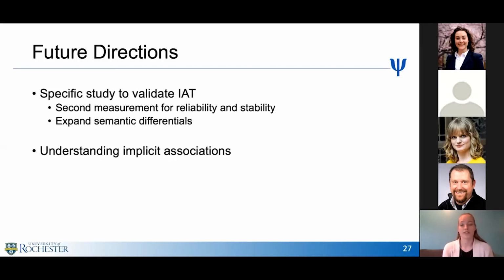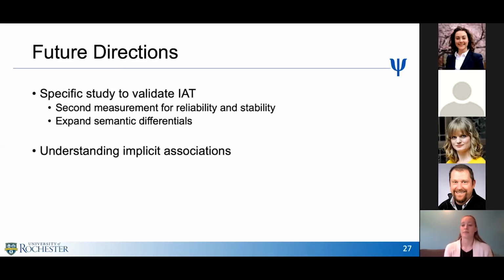So one important future direction is to conduct a study specific to validating the IAT. This would include a follow-up with a second measurement of the IAT for score stability and reliability. It is possible that the current IAT results were influenced by category labels or the stimuli used to represent them. And although the current study was developed using previously validated stimuli, future tests should be run to ensure that the stimuli are accurately targeting the constructs they were designed to represent.